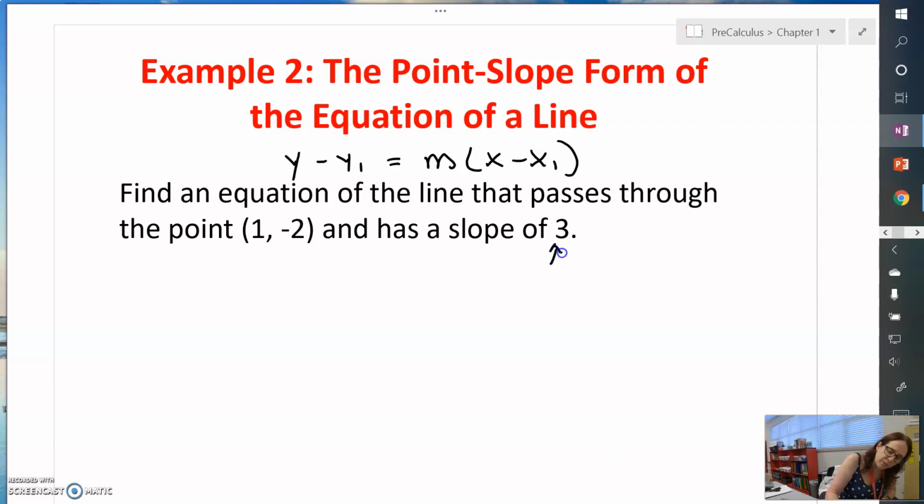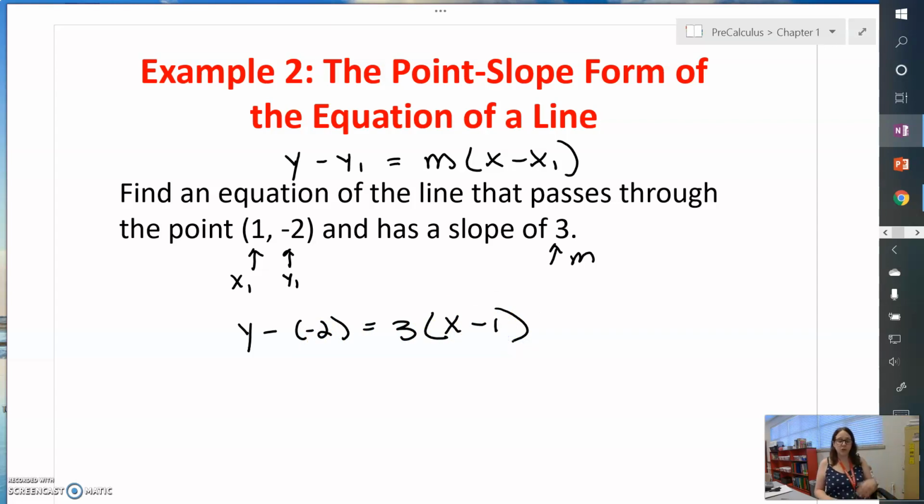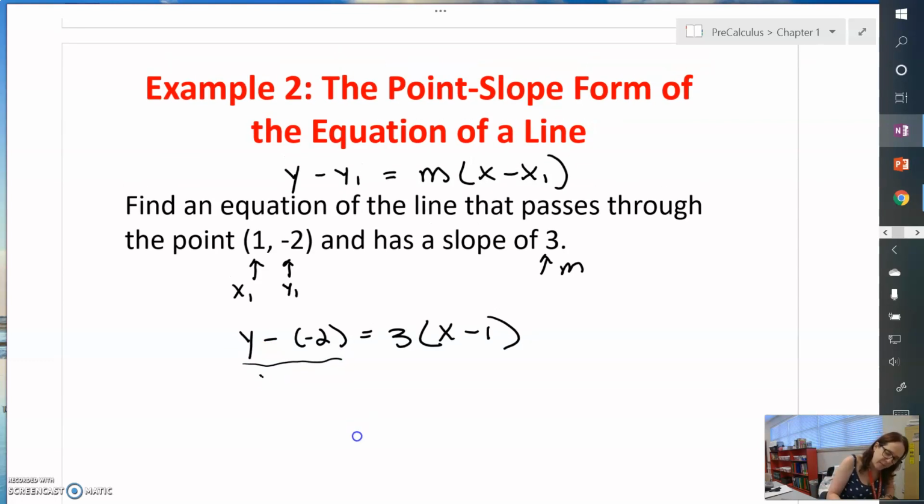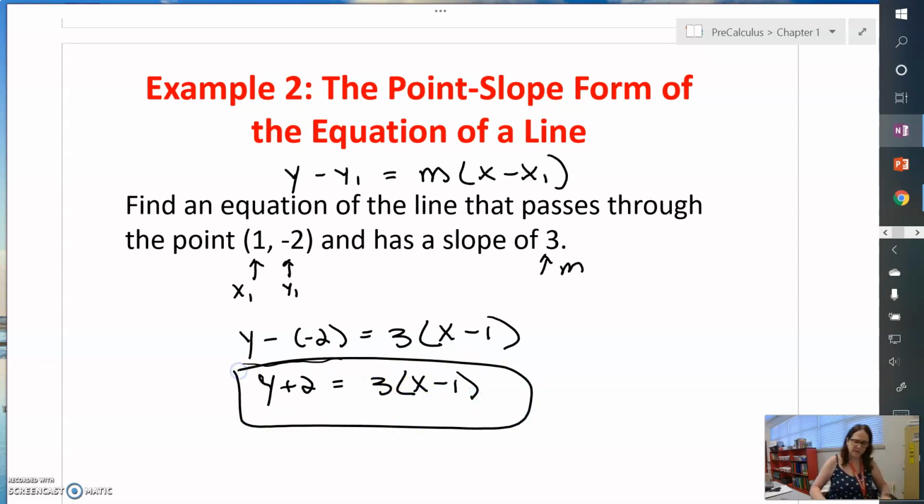Right here, slope of 3, so that's m. Here's x1 and y1. Just plug it in. y minus negative 2 equals 3 times x minus 1. Now, I would prefer that you didn't stop here. Go ahead and simplify. So what we have here is a y minus negative 2. Let's go ahead and simplify that. That becomes y plus 2 equals 3 times x minus 1. And that is our answer right there.